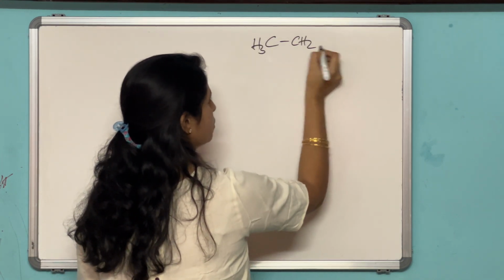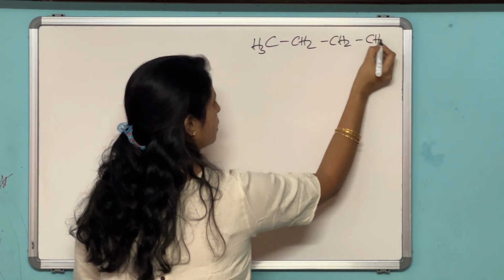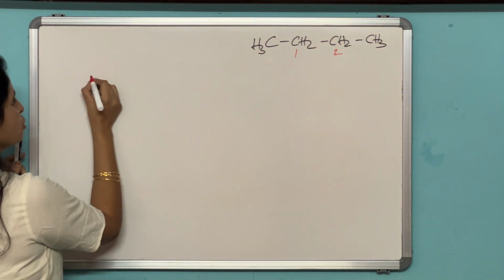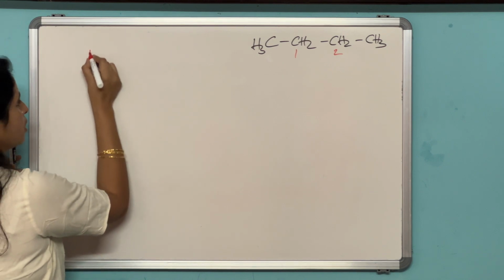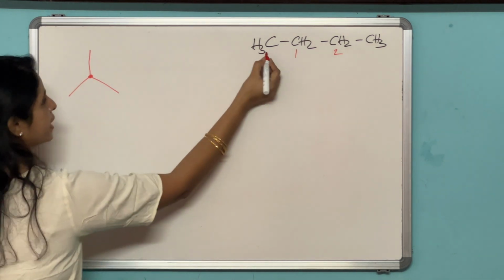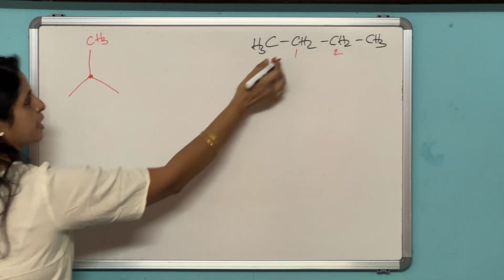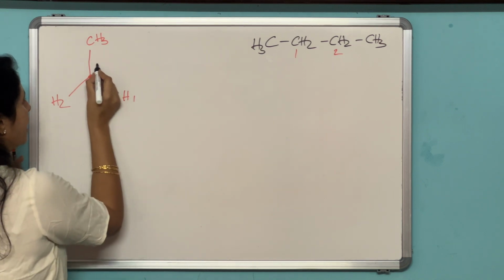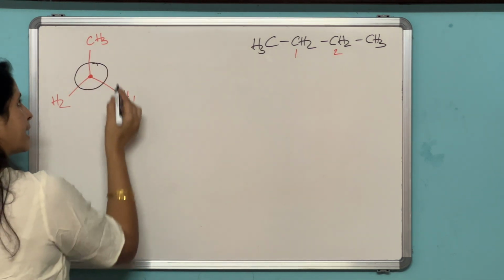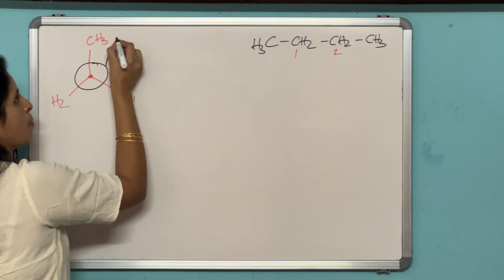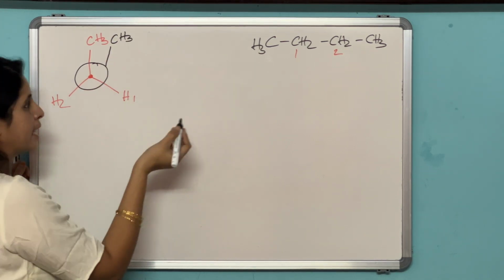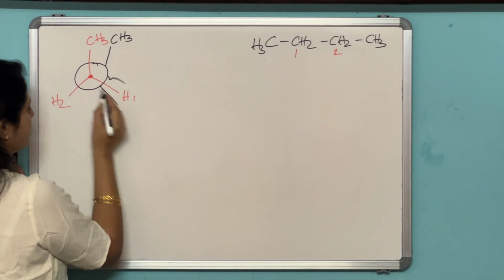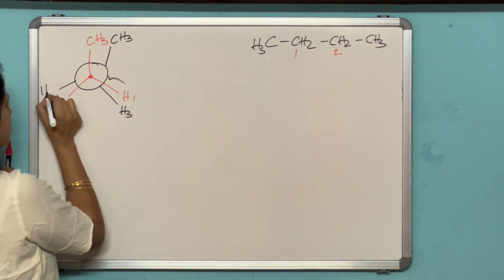CH3, CH2, CH2, CH3. Now this is your first carbon atom, second carbon atom, Newman projection. The first carbon atom is represented with the dot. Here it is the CH3 group and the remaining two hydrogens, H1 and H2, like this I have represented. And here it is the second carbon atom, with its methyl group exactly at the backside of the methyl group, and the other hydrogens, H3 and H4.